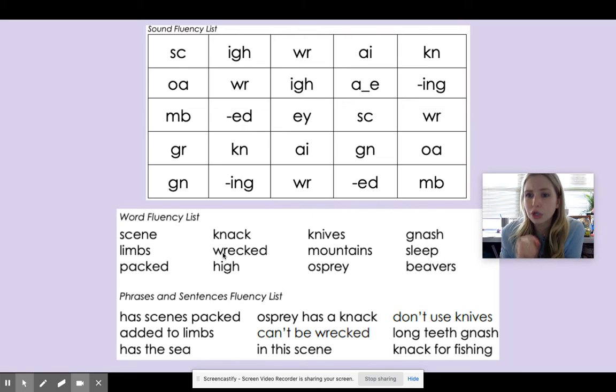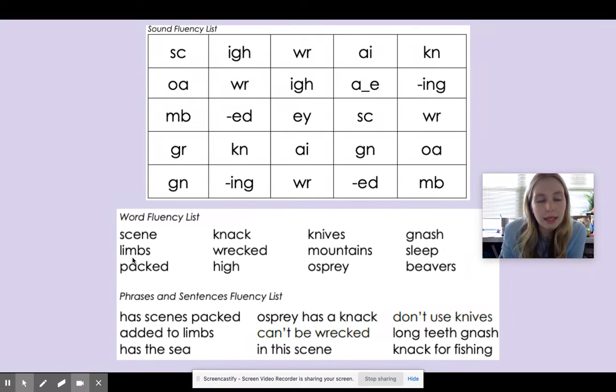But you do need to read those out loud until you're confident and until you can identify these phonics patterns, that when they're stuck together, we have a silent letter. So we have SC says S, MB says M, GN says N, KN says N, WR says R. Okay, so you want to be really confident in those because we're going to be reading those a lot. Then we're going to read our word fluency list.